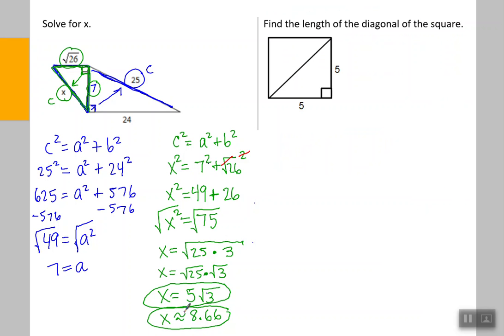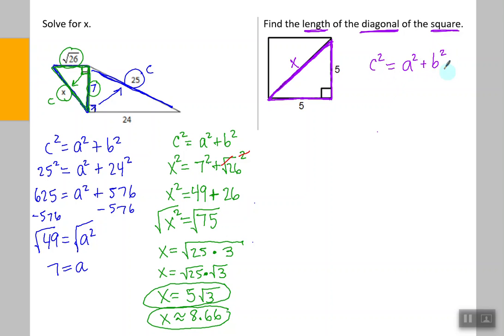Let's take a look at one more example. Find the length of the diagonal of the square. The diagonal of the square is shown as this line segment right here. That's what we're looking for, but we don't know, so we'll call that side x. Now I notice that while I do have a square, because there's the diagonal, the square is divided into two triangles. If I just focus on this right triangle here, I know that because I have these two sides, I can use the Pythagorean theorem to solve for that missing value x.